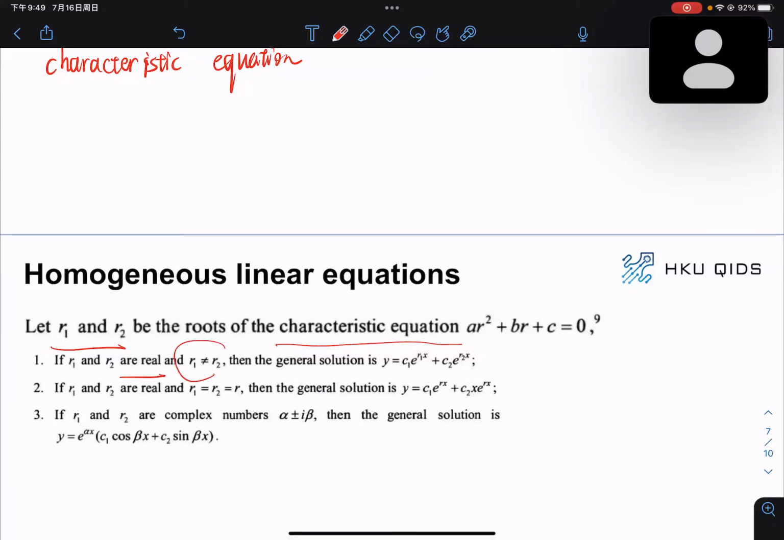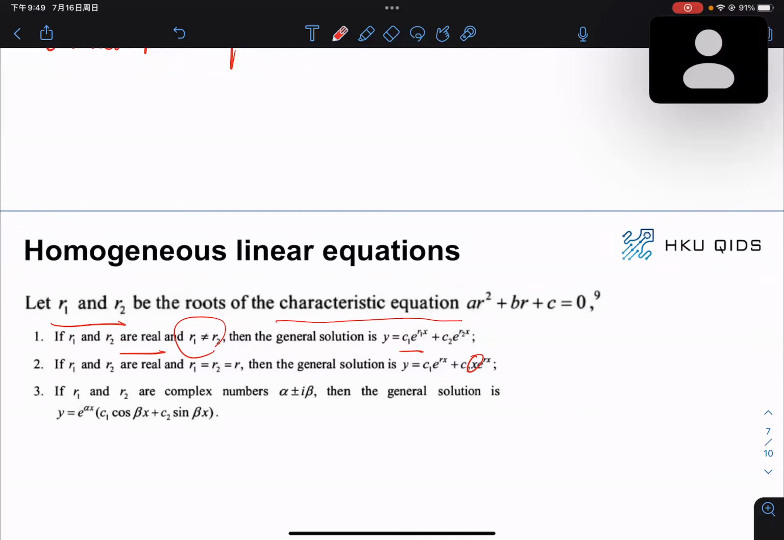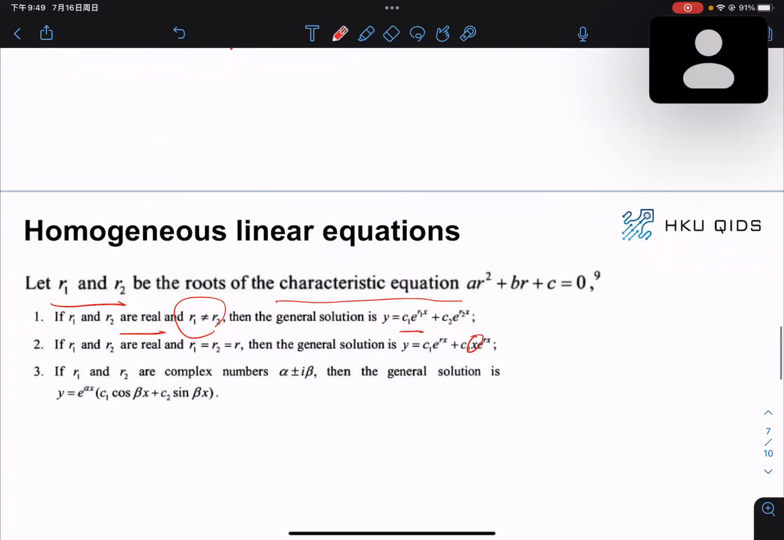If they are real and they are not the same, then the case is going to be y equal to C1 multiplied by e to the power of R1x plus C2 multiplied by e to the power of R2x. And if they are the same, then this basically equals what? C1 plus C2 times e to the Rx. Oh, sorry. So we cannot say this because actually there is an extra x here. And you can actually prove this. And if they are complex numbers, the general solution is this formula here.